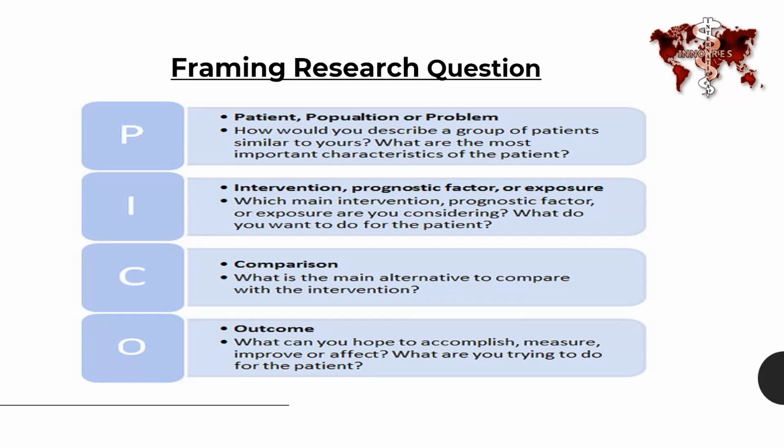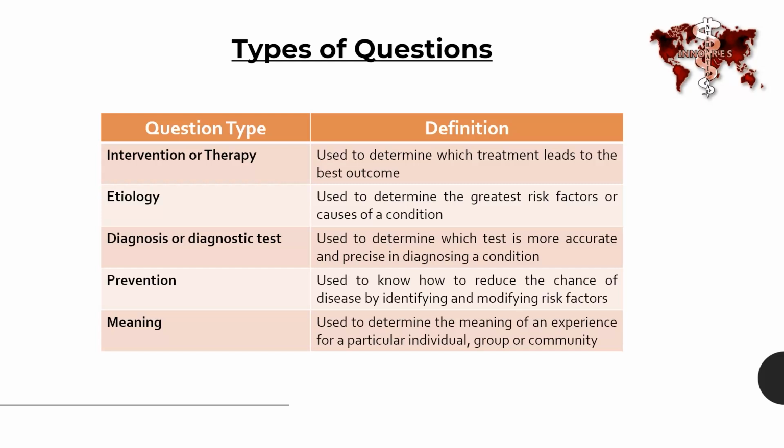O: Outcome. What do you hope to accomplish, measure, or improve with this research? If we are talking about the efficacy of the treatment, we can say that symptom alleviation is our outcome. There are a lot of types of research questions, and here I give you some examples.